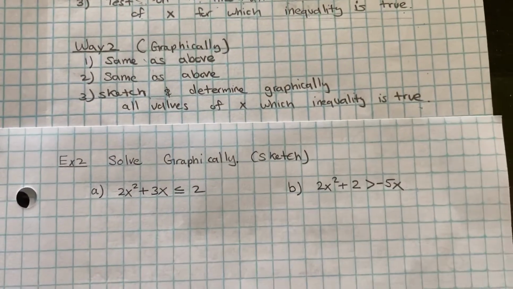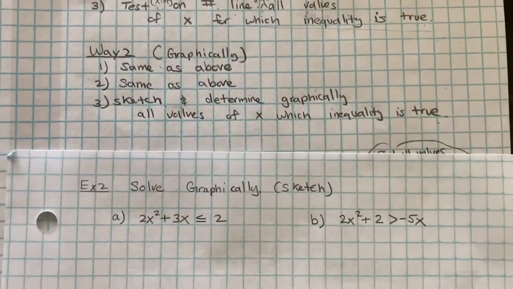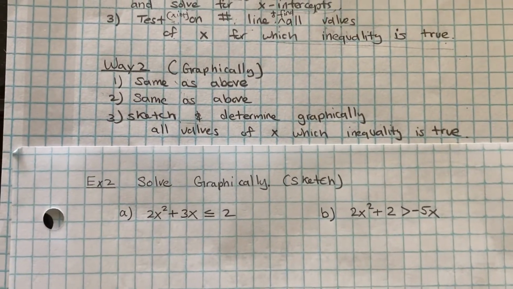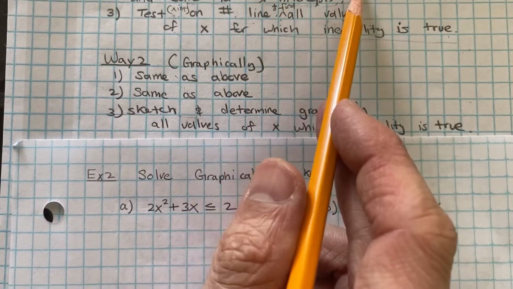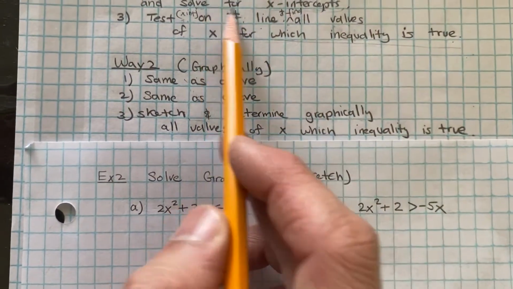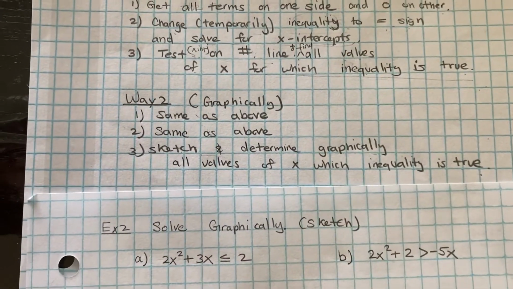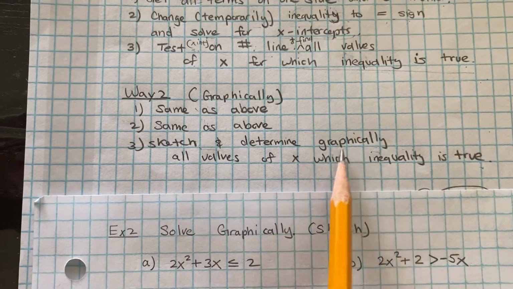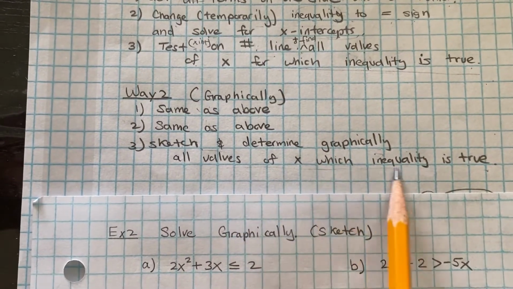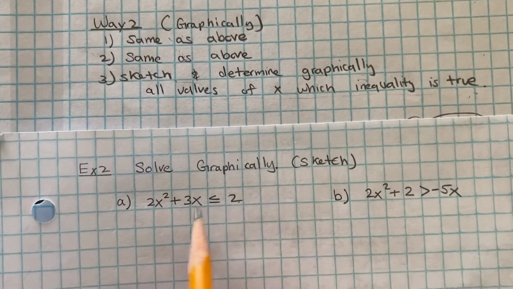Okay, so the technique is pretty much the same for steps 1 and 2. What you want to do is get all the terms on one side, change temporarily the inequality to an equal sign, and solve for the x-intercepts. The only thing that differs in step number 3 is you want to sketch and determine graphically all values of x for which the inequality is true. Okay, so first things first, move that term over.